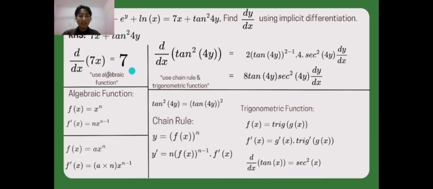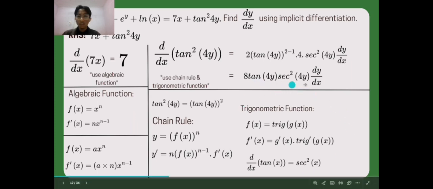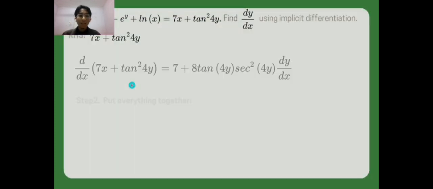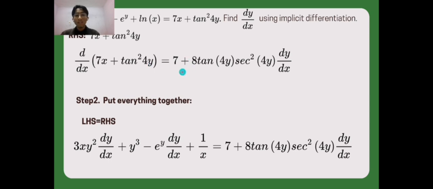Next, for the right-hand side, we will differentiate 7x, which equals 7, using the algebraic function, and then differentiate tangent squared of y using the chain rule and trigonometric function, as shown on the screen. We've got the answer here. Then step 2 will be putting everything back together, the left-hand side and right-hand side that were differentiated.